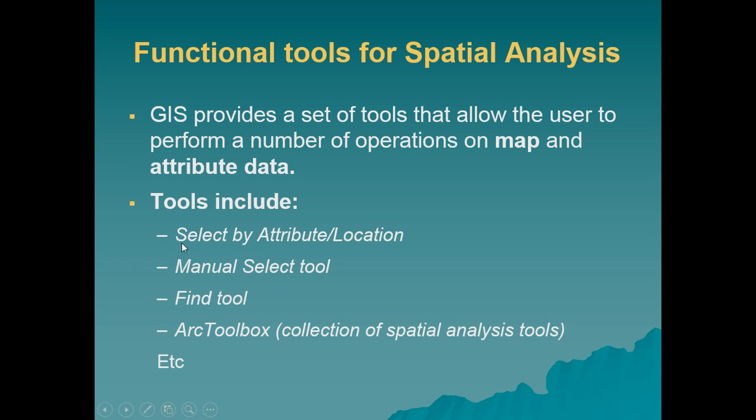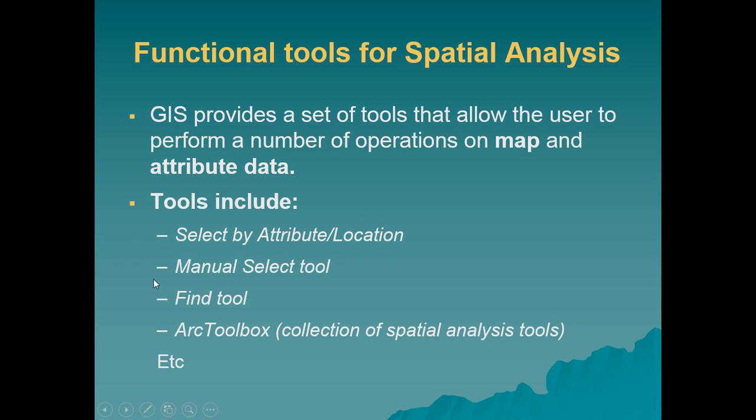So you did selection queries. You were able to do two types of selections. You could do select by attribute or select by location, right? So bear in mind, select by attribute, that's your analysis on your table or tabular information, or select by location, that would be analysis on your map.